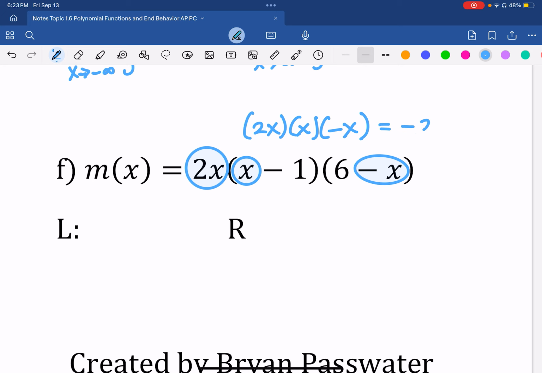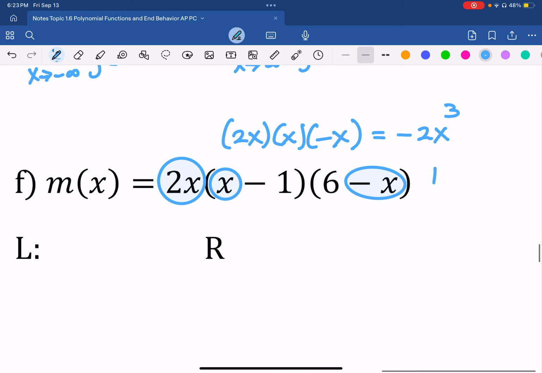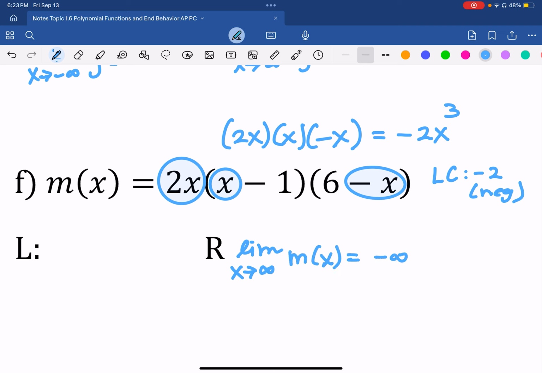That gives me negative 2x cubed. So my leading coefficient is -2, which is negative. So I know that my right limit will go down to negative infinity. So the limit as x approaches positive infinity of m(x) equals negative infinity.